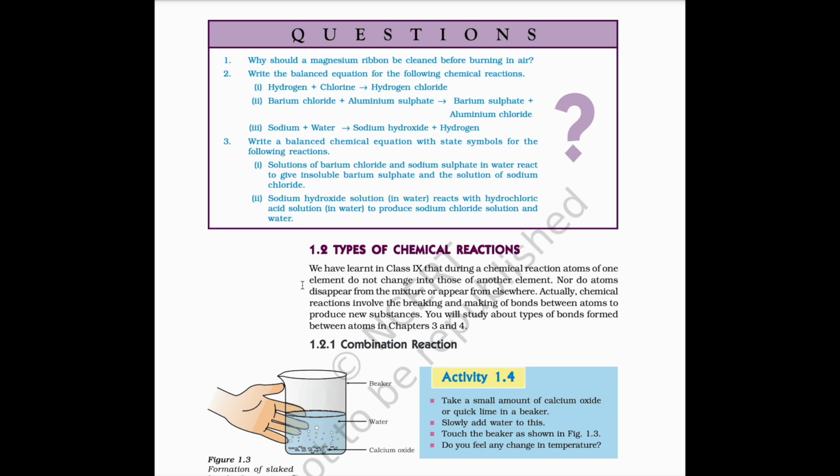3. Write a balanced chemical equation with state symbols for the following reactions. First, solutions of barium chloride and sodium sulfate in water react to give insoluble barium sulfate and the solution of sodium chloride. Second, sodium hydroxide solution in water reacts with hydrochloric acid solution in water to produce sodium chloride solution and water.